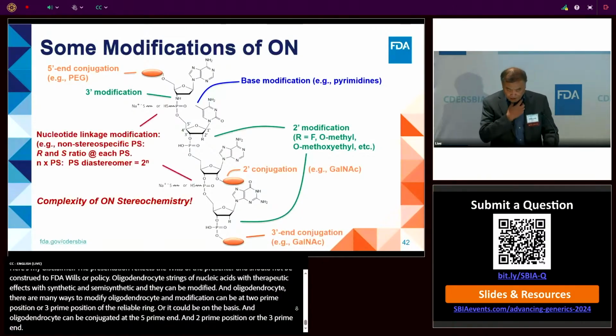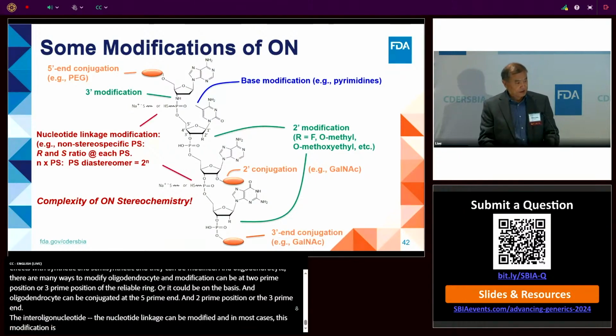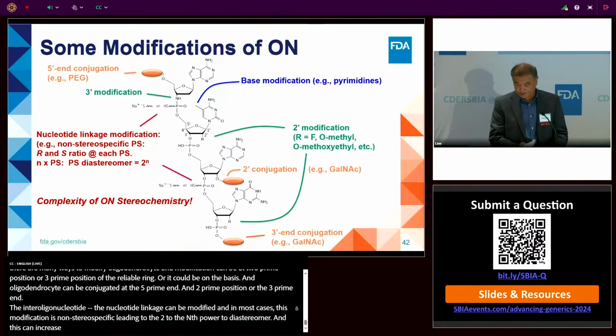The internucleotide linkage can also be modified, and in most cases, this modification is non-stereospecific, therefore leading to 2 to the nth power of diastereomers. This significantly increased the complexity of oligonucleotides.